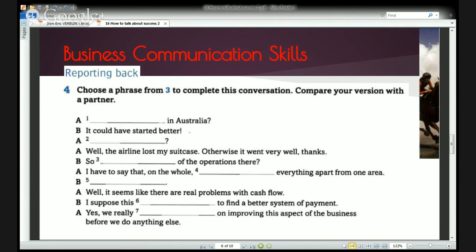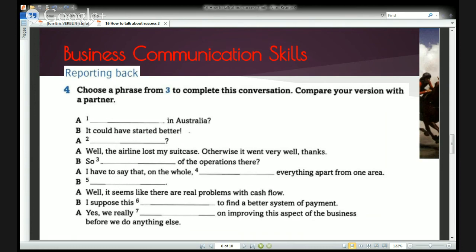I suppose this means that we need to find a better system of payment. Just wait. Too late. Now I'm thinking. Angelica, you were supposed to be number 7. You did 6. Sorry. Okay, Angelica. Wait, Yuki, you do number 7. Angelica, repeat number 6 for us.